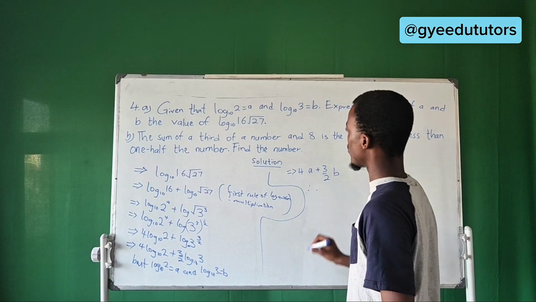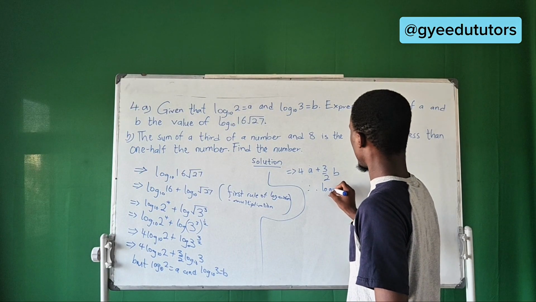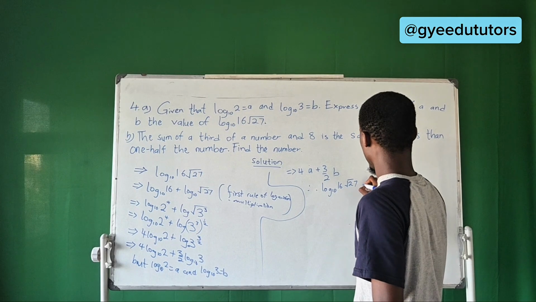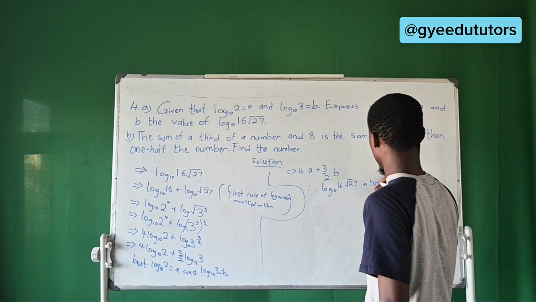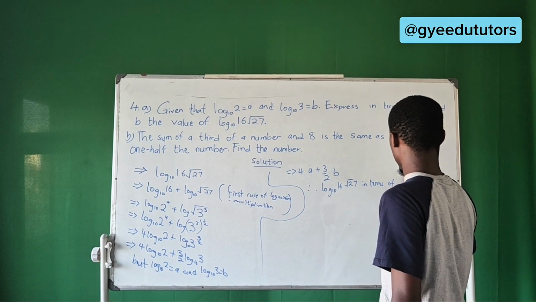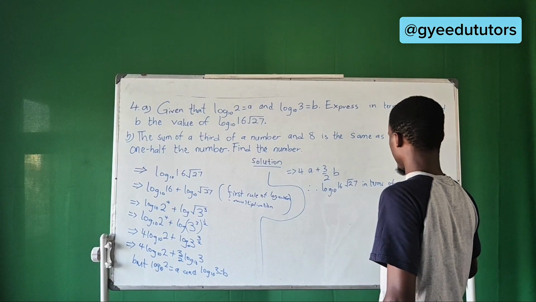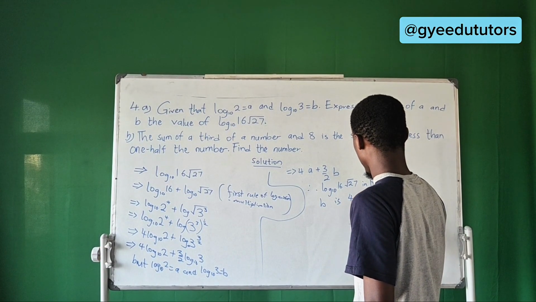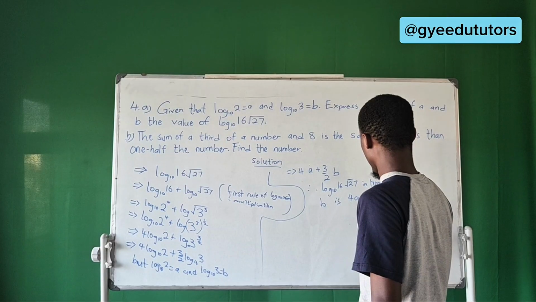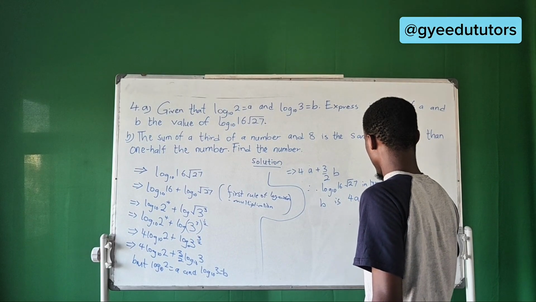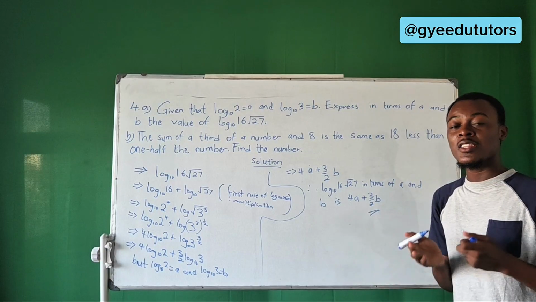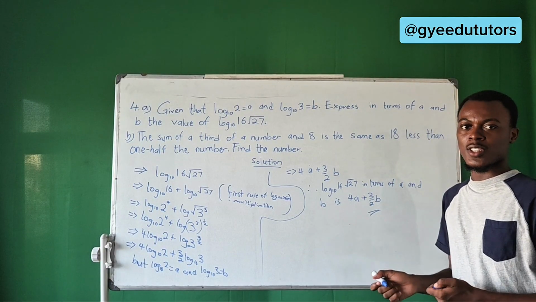So therefore, log 10 of 16 root of 27 in terms of a and b is 4a plus 3 over 2 b. Guys, you see, this is very easy. So anytime you see this question, answer it, don't skip.